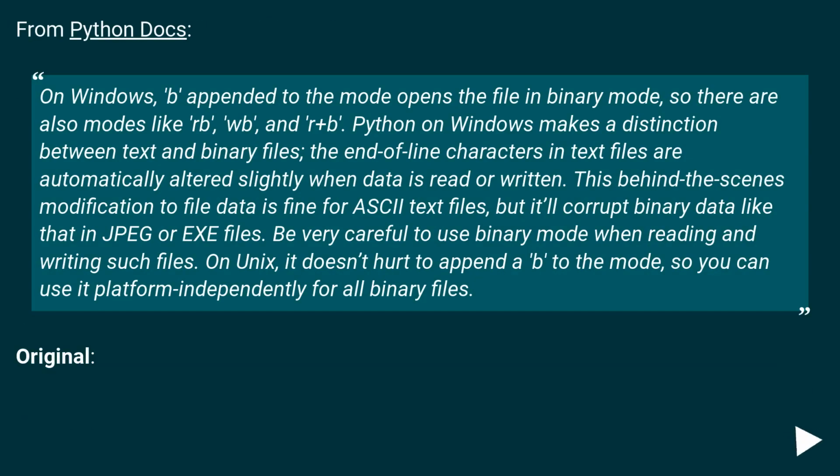From the Python docs: On Windows, 'b' appended to the mode opens the file in binary mode, so there are also modes like 'rb', 'wb', and 'r+b'. Python on Windows makes a distinction between text and binary files. The end-of-line characters in text files are automatically altered slightly when data is read or written. This behind-the-scenes modification to file data is fine for ASCII text files, but it'll corrupt binary data like that in JPEG or EXE files. Be very careful to use binary mode when reading and writing such files. On Unix, it doesn't hurt to append a 'b' to the mode, so you can use it platform-independently for all binary files.